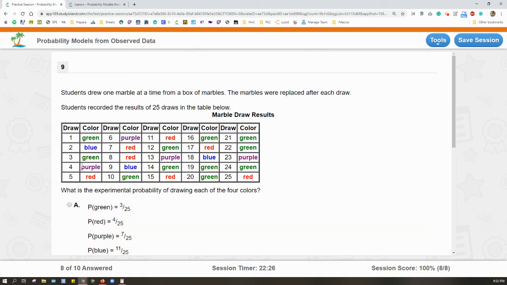I know it's a little confusing looking, but it's okay if you just break it down. Draw is the number draw. So which draw? The first draw is draw 1. The second draw is draw 2, etc., etc. And then the color is what they got on that draw. So on the first draw, there was green.